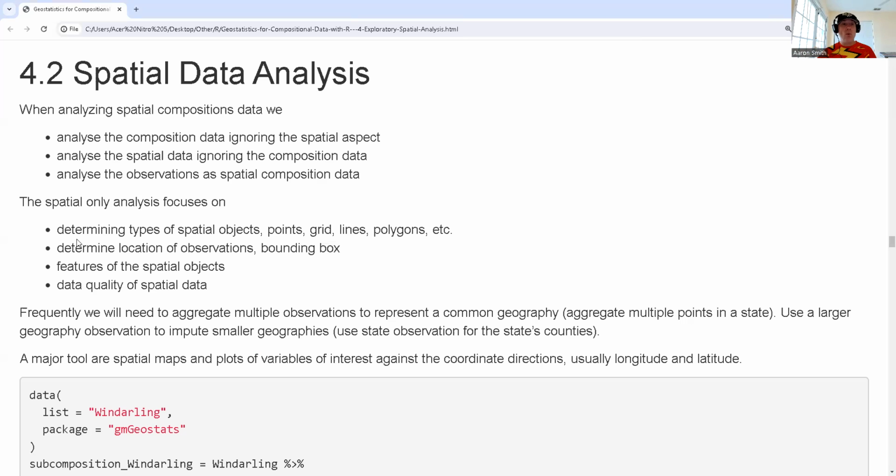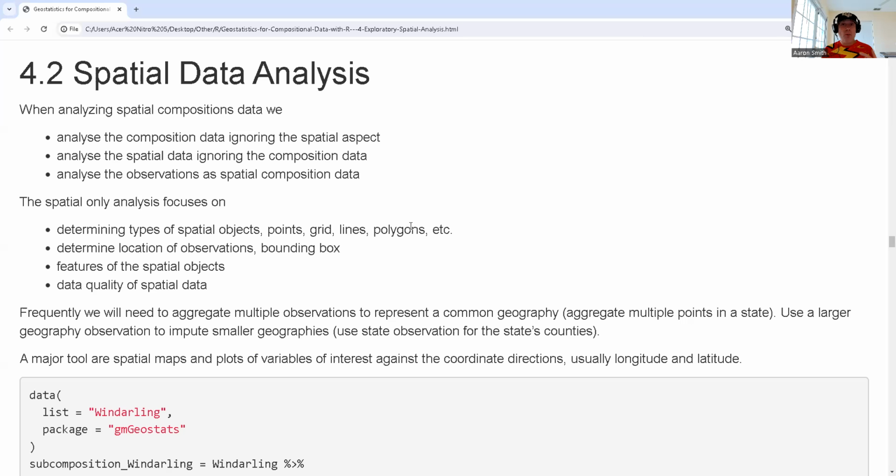When we do our analysis of the spatial data only, ignoring our composition measurements, we're going to determine the types of spatial objects we have. Do I have points? Do I have a grid? A grid is just a special class of points, regularly spaced out at regular intervals on the ground. Do I have lines, like rivers or streets? Polygons, such as counties, states, countries, whatever it is. These cover most spatial objects that we can encounter. Or maybe I have a combination of them.